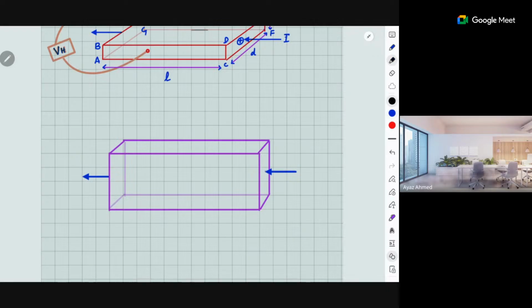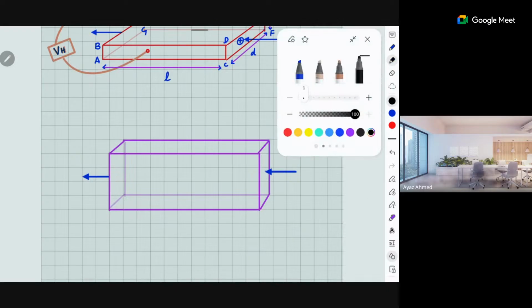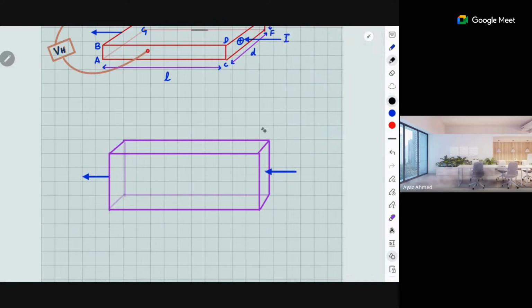Now, what is the magnetic field? This is the game, actually. The magnetic field lines are into the page. Got my point? I am just drawing a cross here. The magnetic field lines are into the page. Okay?